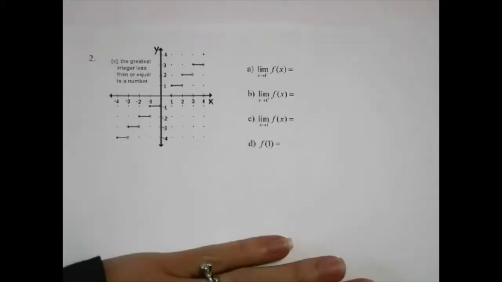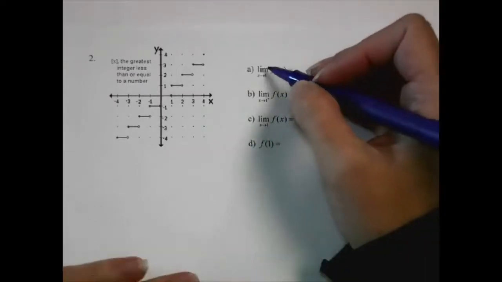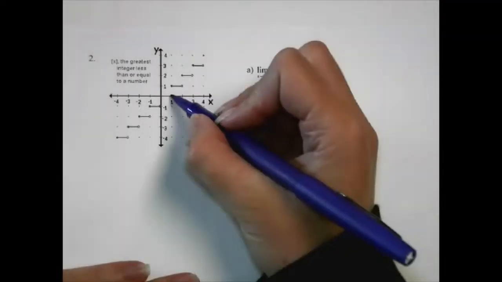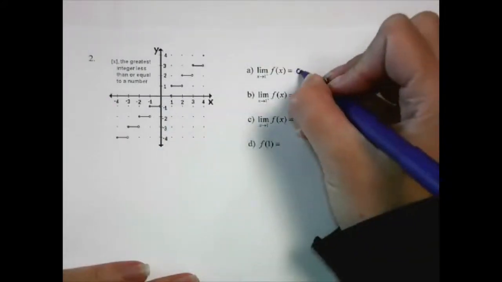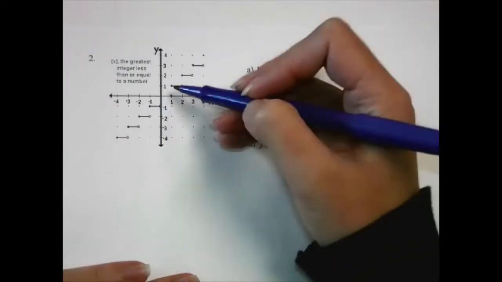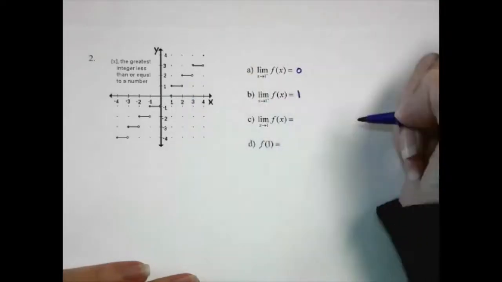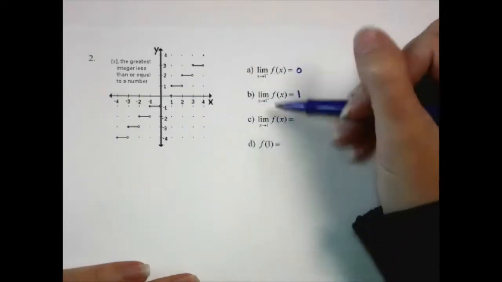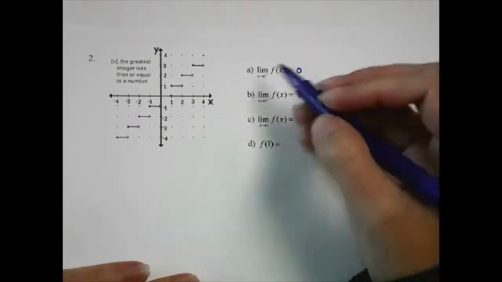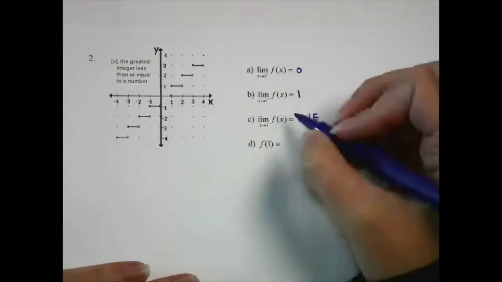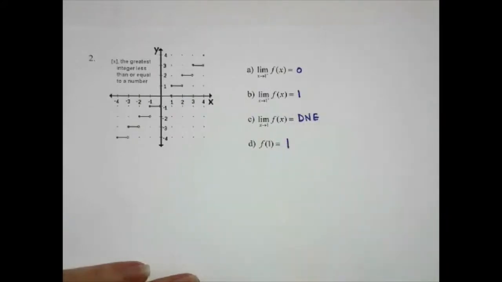All right, let's look at this step function. So we're looking at the limit as x approaches 1 from the negative side, so that's going to be on this little bar here, so that's going to be 0. 1 from the positive side is going to be 1, and then the limit as x approaches 1, since those aren't the same, does not exist, even though the function value does exist and is 1.